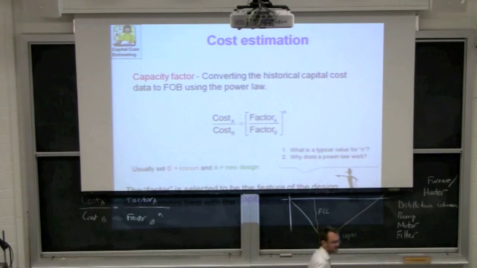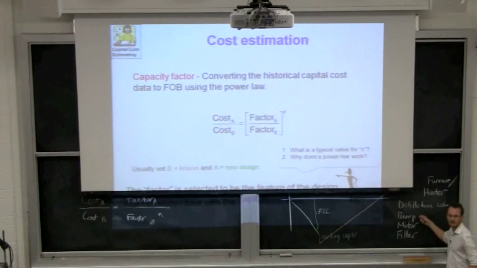A motor. So electric motor, perhaps. RPM, power, or torque? Any one of those? Other comments? Yeah. Amps? Okay. So it's power, kilowatts, generally correlates with the cost on a motor.